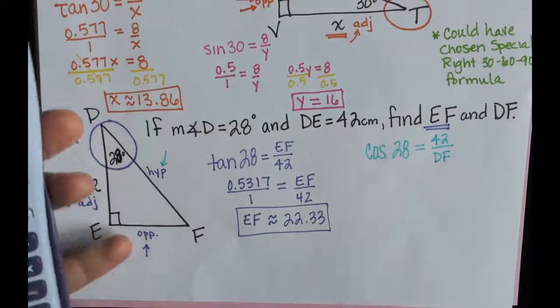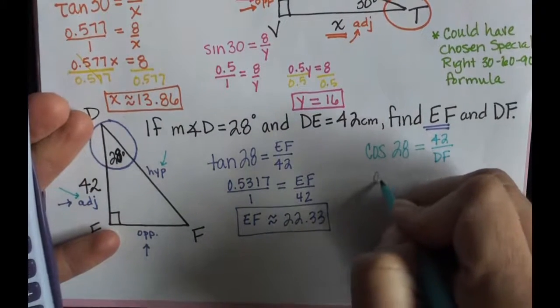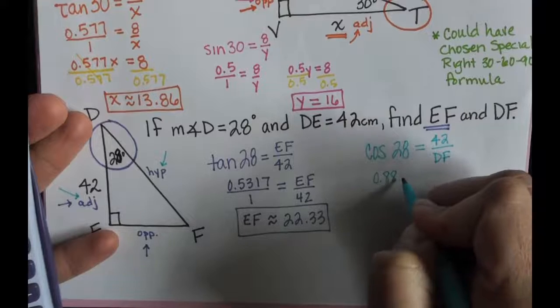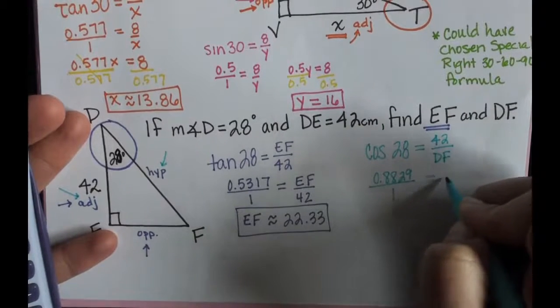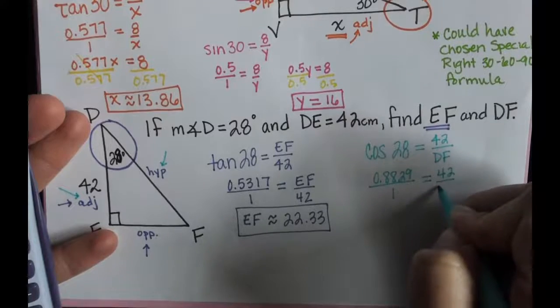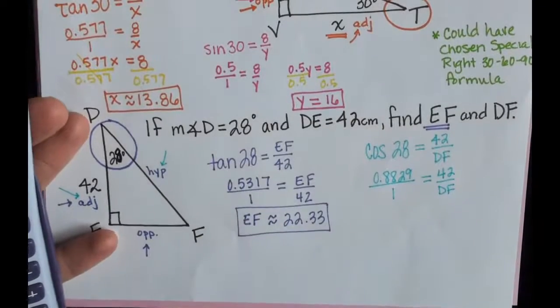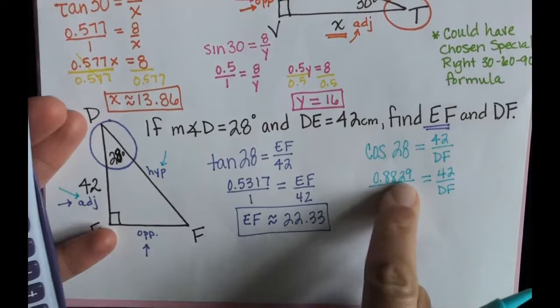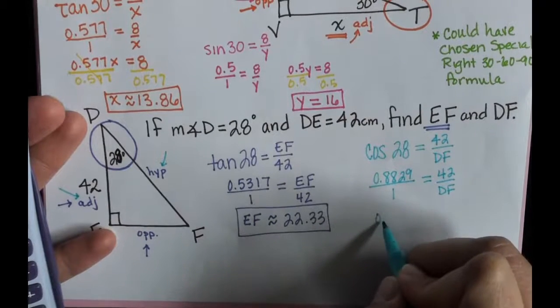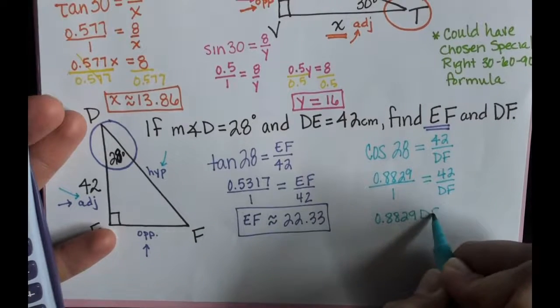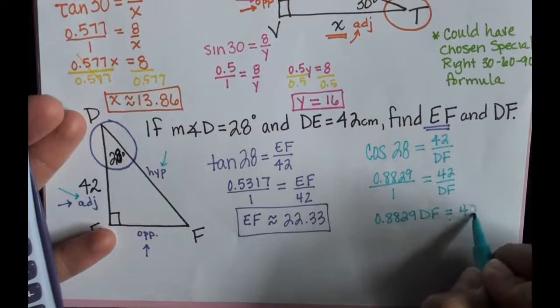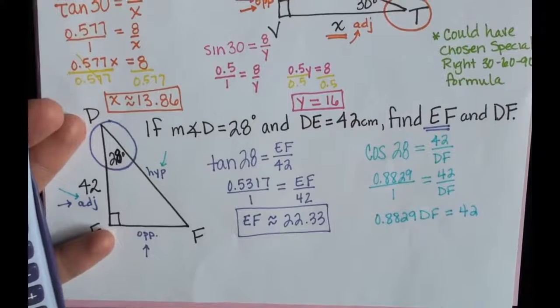Cosine 28, enter. And we have a decimal of 0.8829 over 1 equals 42 over DF. We need to cross multiply. So our crazy decimal, 0.8829, times our unknown is equal to 1 times 42, which would be 42.